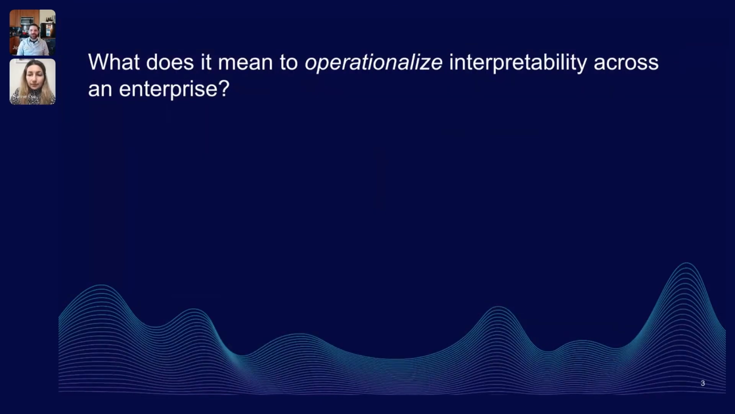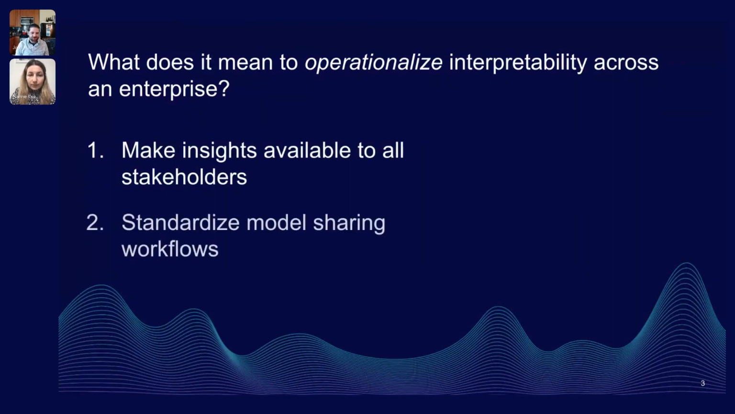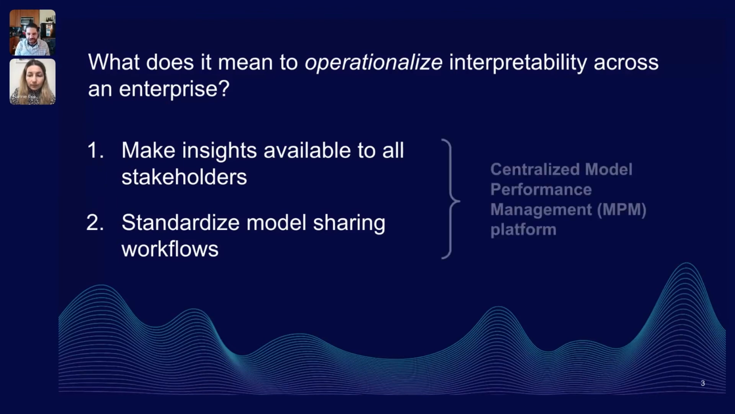But what does it mean to operationalize interpretability across an enterprise? I've heard hints of some of these same concepts all day at the panel, so it seems like we're all tapped into some sort of increasing collective understanding that there are some important components that are needed. One is that you need to make insights available to all stakeholders. Two is that standardizing model sharing workflows is important. That means models need to get from one person to another in a well-defined way, and ad hoc processes get tricky. This is basically what I'll talk about for the next 3 slides or so.